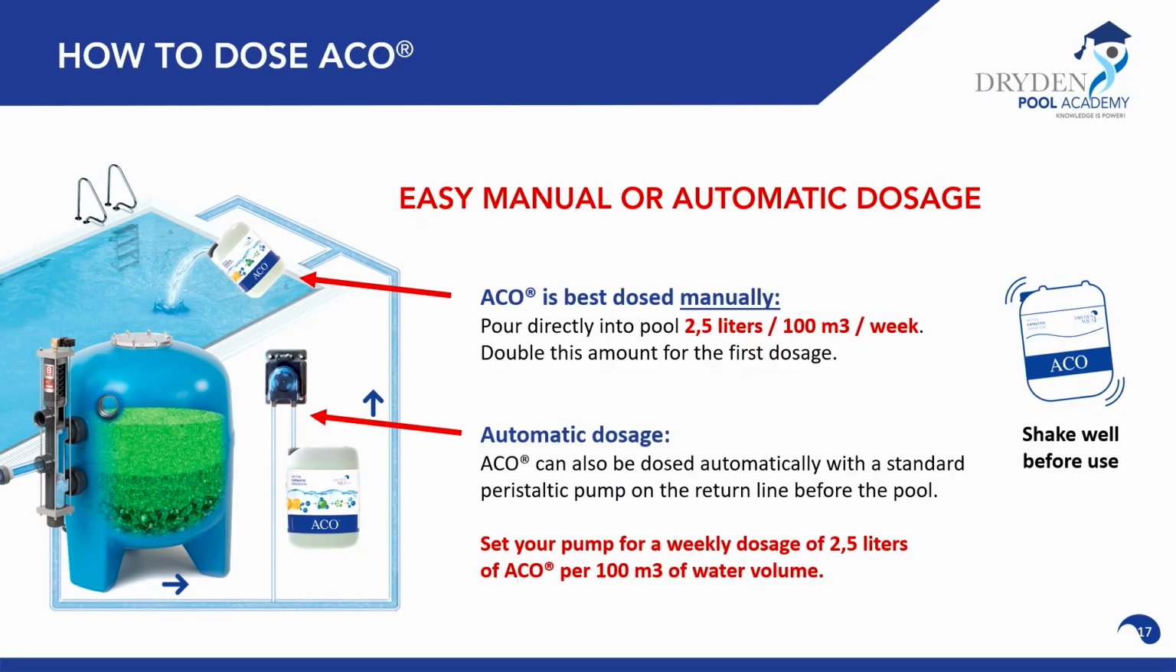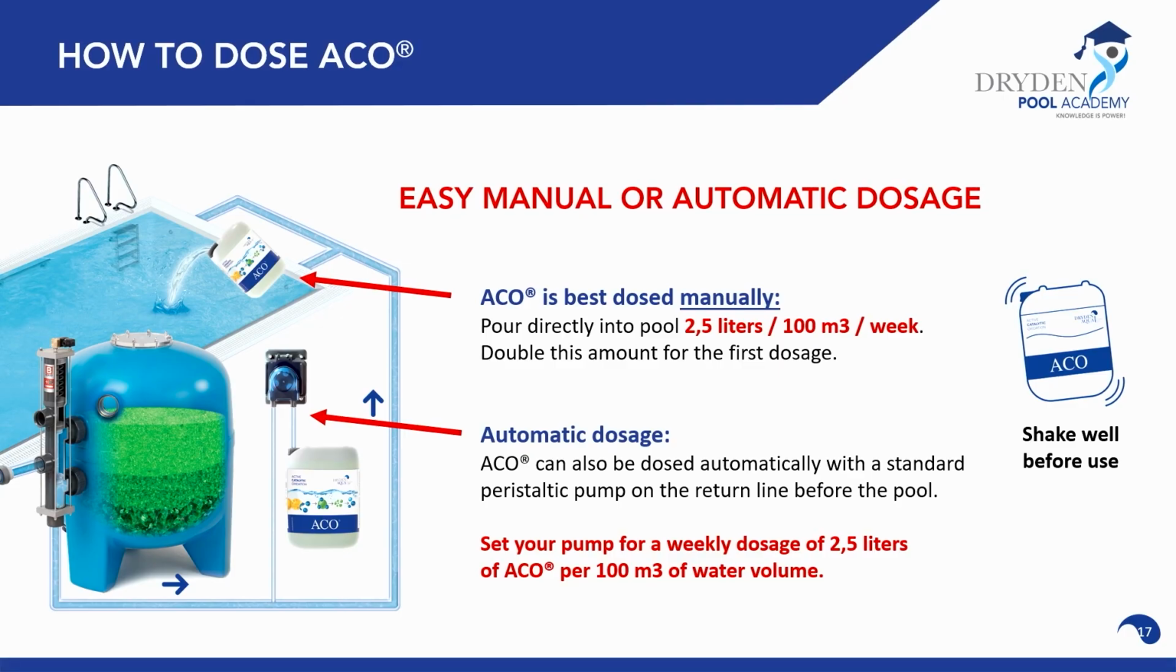And how to use it, also very easy. ACO can be dosed manually. This is our recommended way to do it because the active ingredients in ACO tend to settle in the bottle. So it's always good to give it a good shake and pour it directly into the pool. And if you cannot do it manually, you can also do it with a standard peristaltic pump on the return line before the pool water. In both cases, same dosage, 2.5 liters per 100 cubic meters of water once a week.